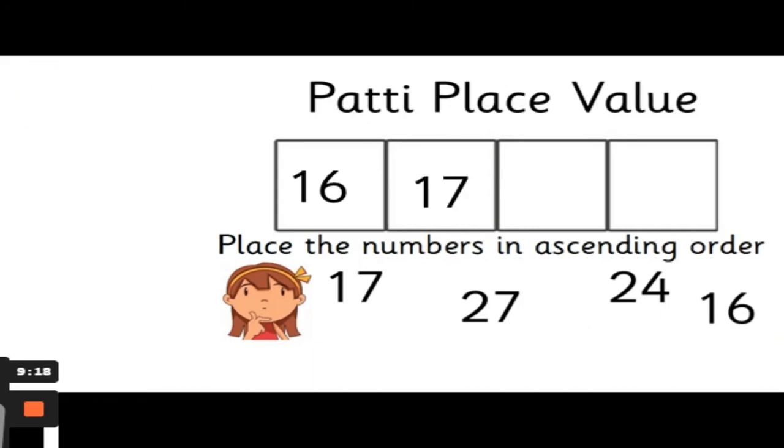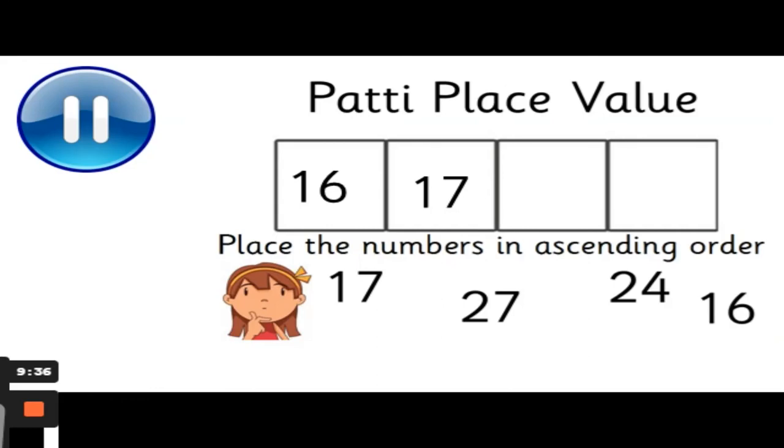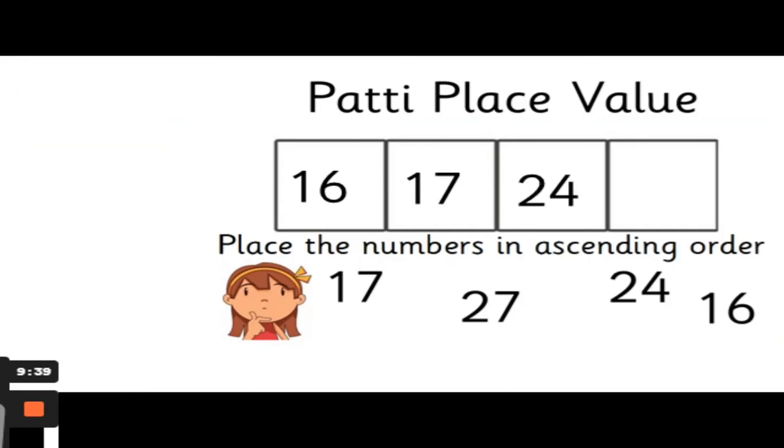Well done, it's 17. 17 comes after 16. It's getting bigger. 17 has got 7 ones, whereas 16 has got 6 ones. So 17 is bigger than 16. What's the next number going to be? It's between 27 and 24. Fantastic, it's 24. 24 has got 2 tens and it has 4 ones. So it's bigger than 17, which has only 1 ten.